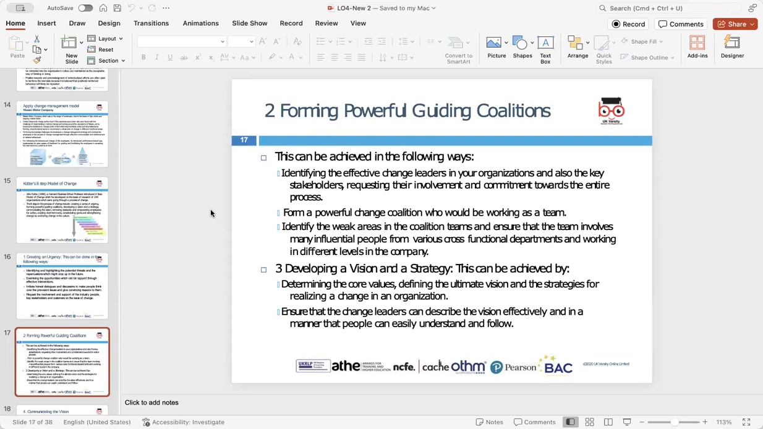Forming a powerful guiding coalition. The second step in Kotter's model focuses on forming a guiding coalition. This coalition is a group of influential leaders and stakeholders responsible for driving the change efforts. The success of the change initiative often depends on the strength and commitment of this group. So, to build an effective coalition, it is important to identify key change leaders within the organization. These leaders should be respected and have influence over their peers. They must be fully committed to change and willing to champion it throughout the organization.